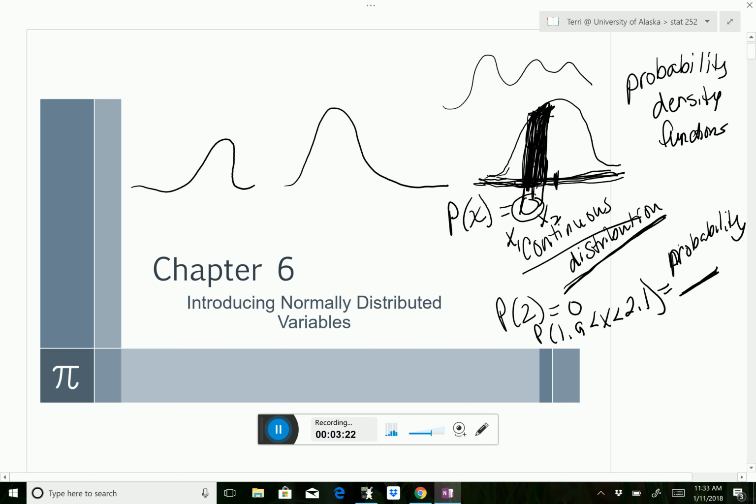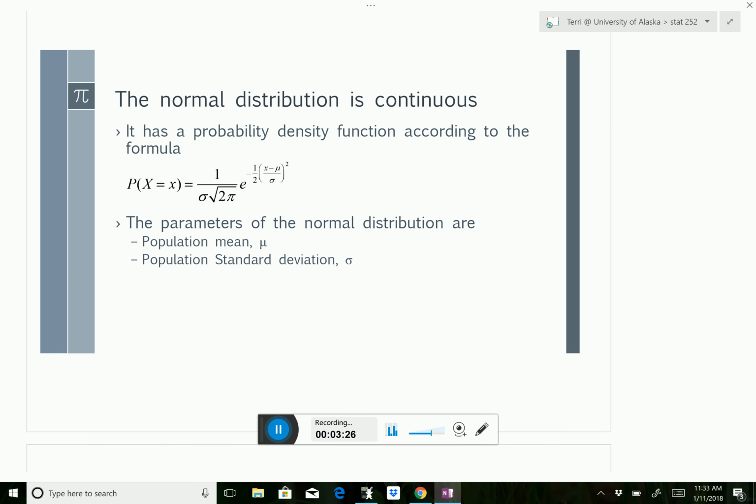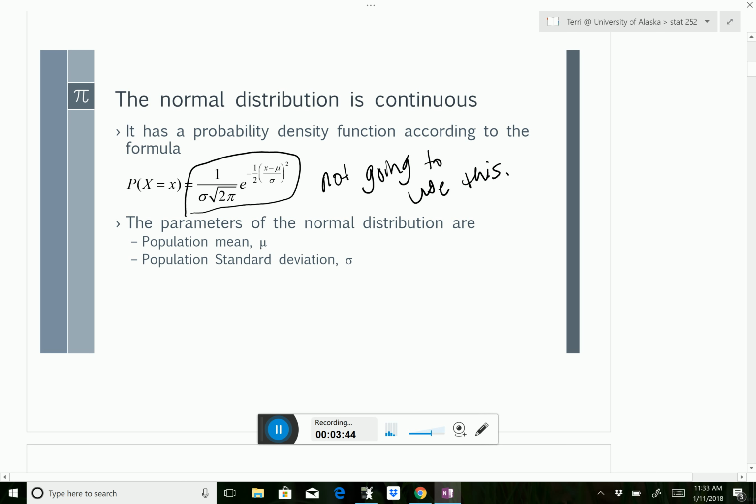So this is where we're going with continuous distributions. And we're going to start with the normal distribution. Now, the probability density function for the normal distribution looks something like this. It's kind of strange looking, I know. Don't worry about it. Don't get scared of it. We're not going to use it. We can't use it.